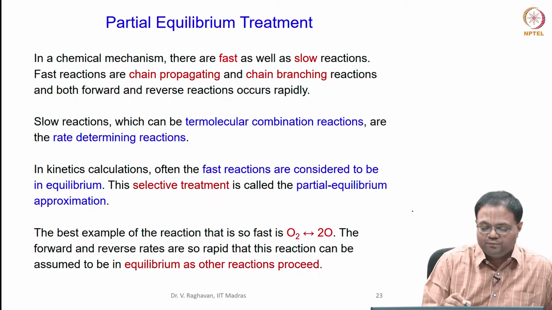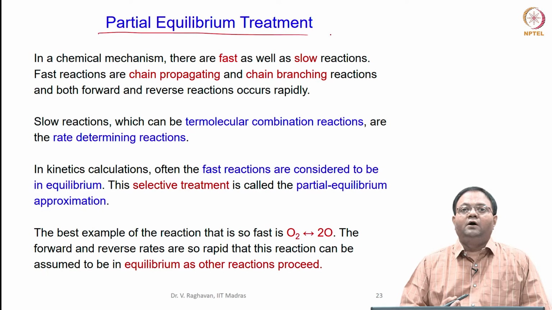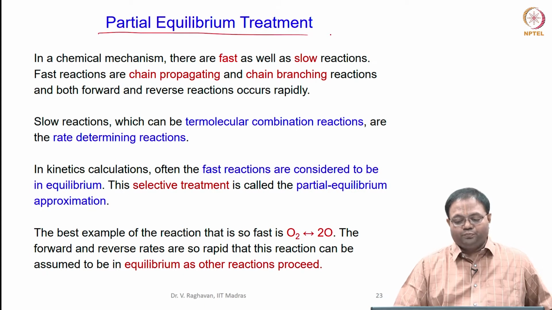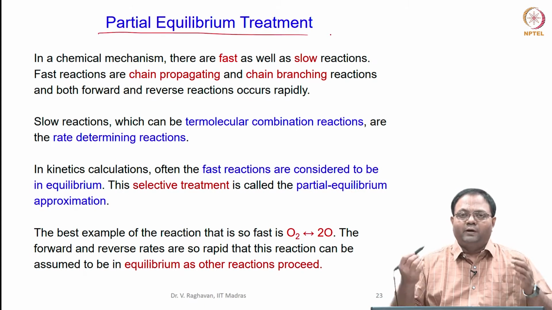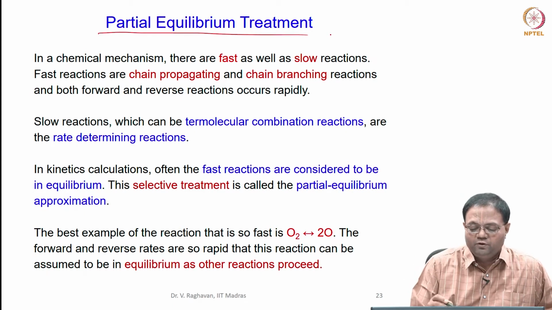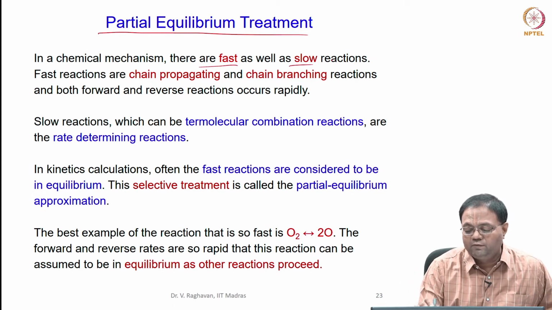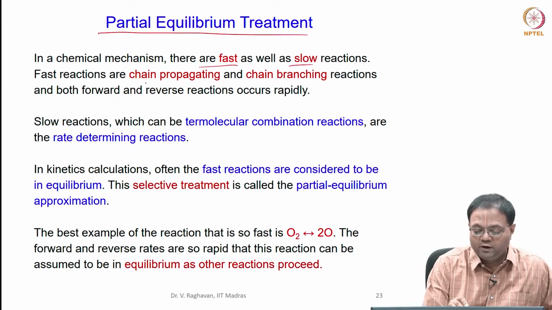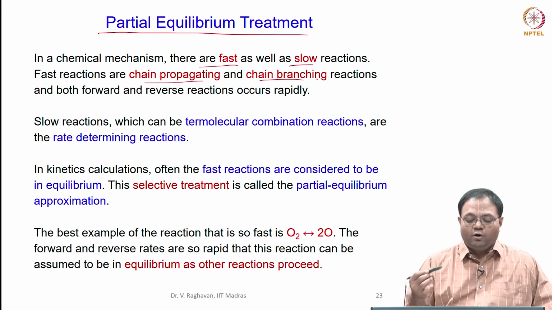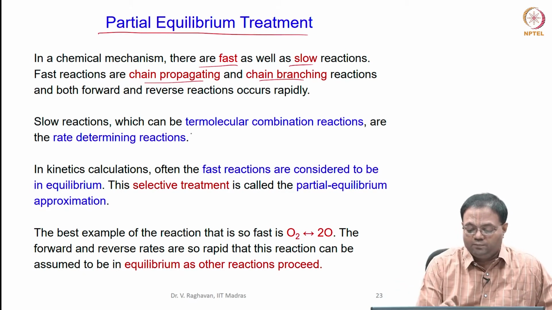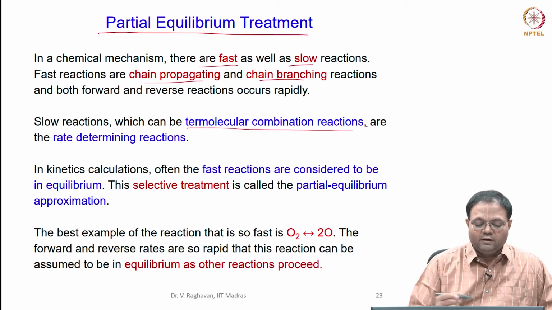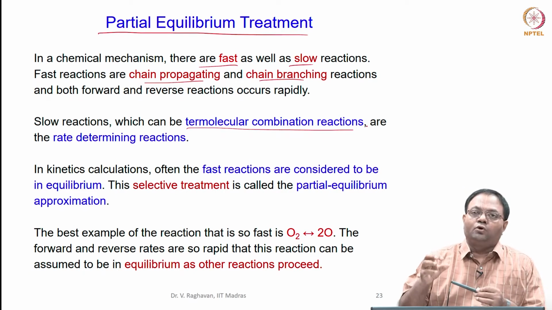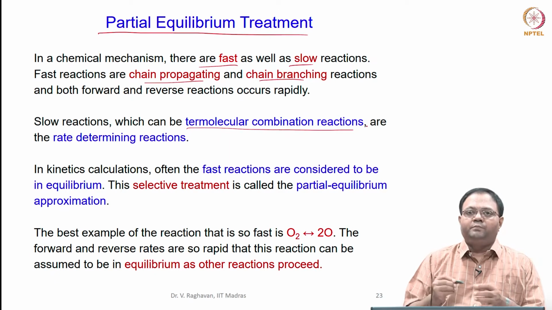The second way to eliminate a species, like solving the conservation equation of the species, is the partial equilibrium treatment. Now, the chemical mechanism has several reactions. Out of them, some are very fast, some are very slow, and so on. Extremely fast reactions are chain propagating reactions, chain branching reactions, etc. Slow reactions are, say, termolecular, 3 molecules combination reactions, etc. Normally, these slow reactions only will control the overall rate of the mechanism.